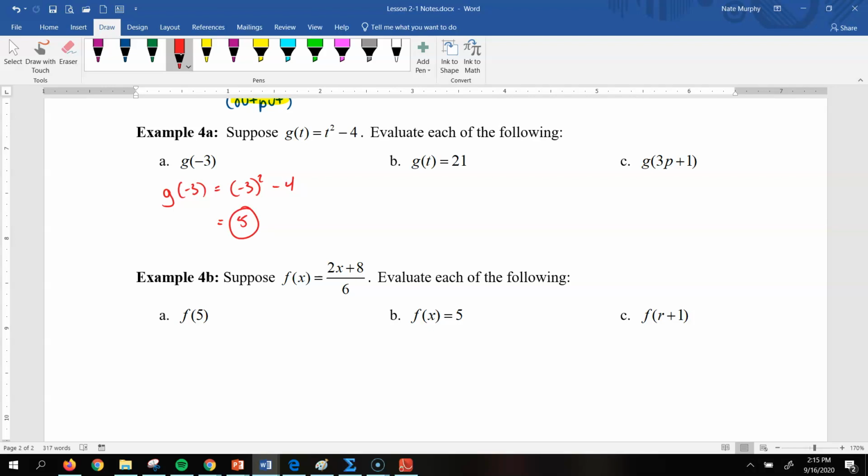Now the next one, we don't know the input. Please do not make the mistake of putting 21 into the equation, because we don't know the input. That's what we're trying to find out. We're trying to figure out what would t be. We know the output. We know the answer is supposed to be 21.